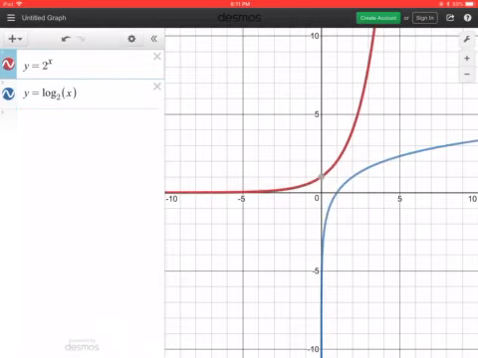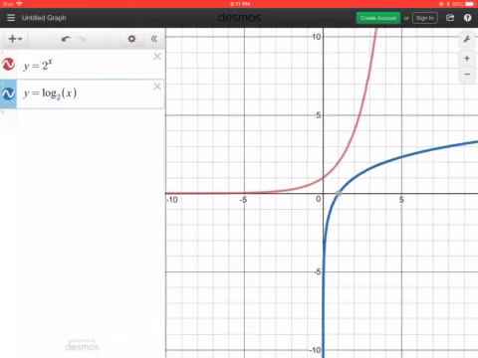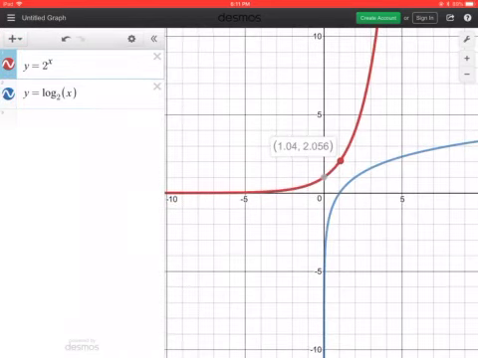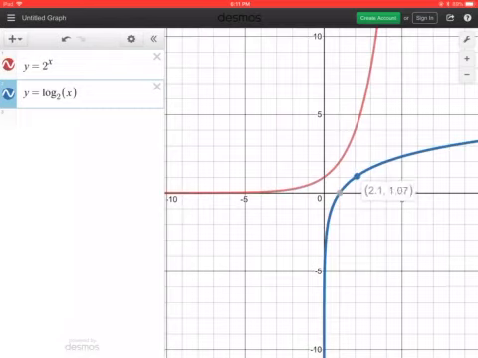And if you think about the y-intercept of the red function, it was 0, 1. The x-intercept of the blue function is 1, 0. That point is mirrored. All right. We had another point in the red function which was 1, 2. And on the blue function we have the point 2, 1.